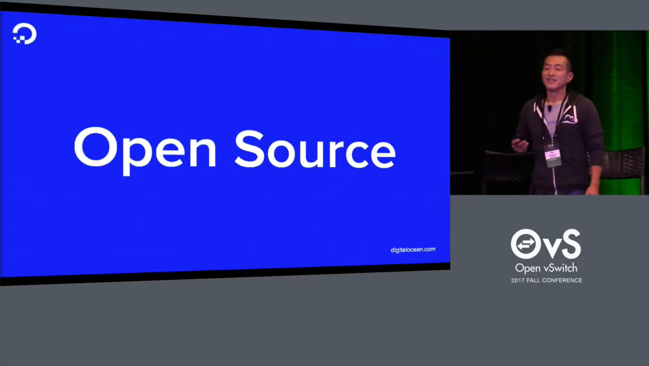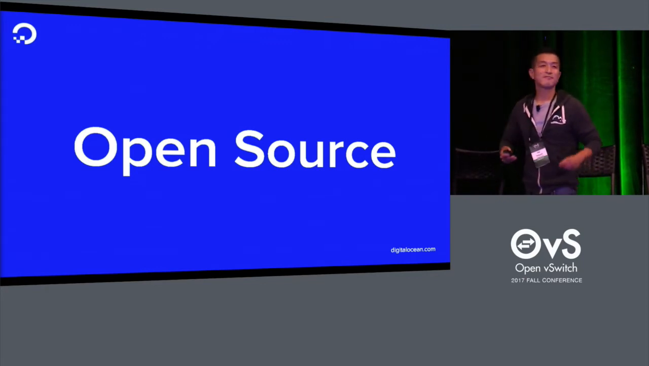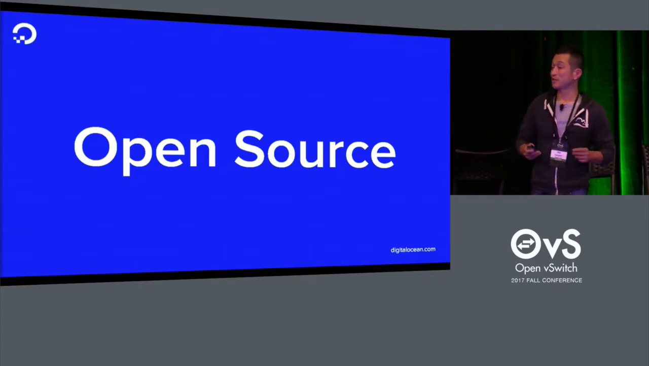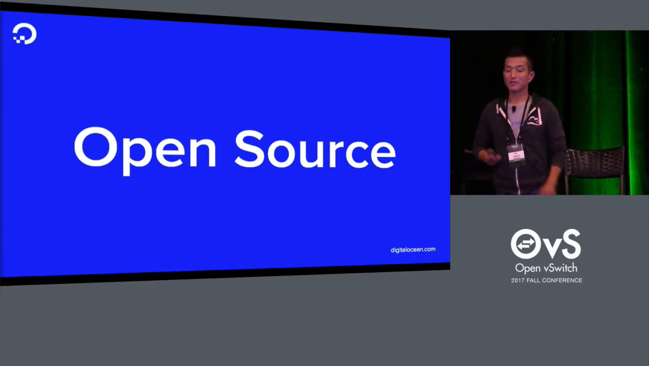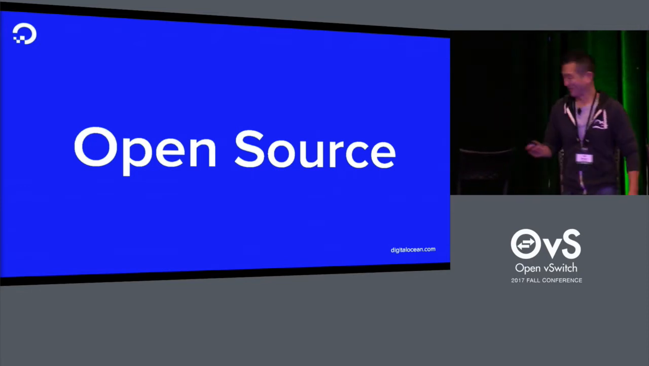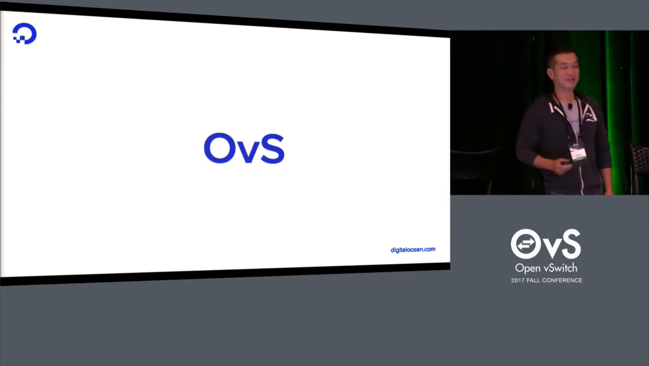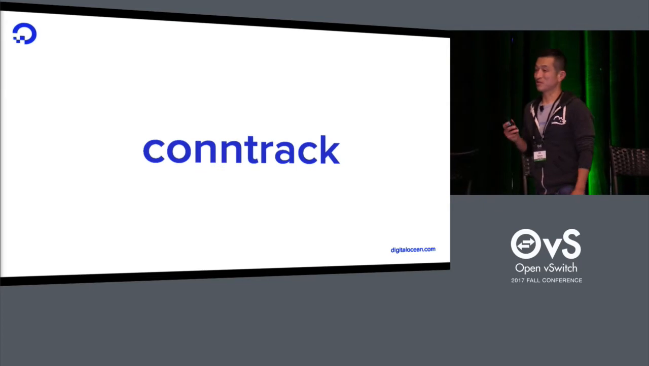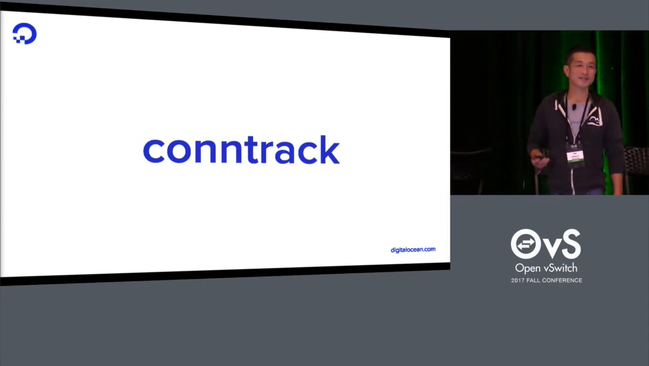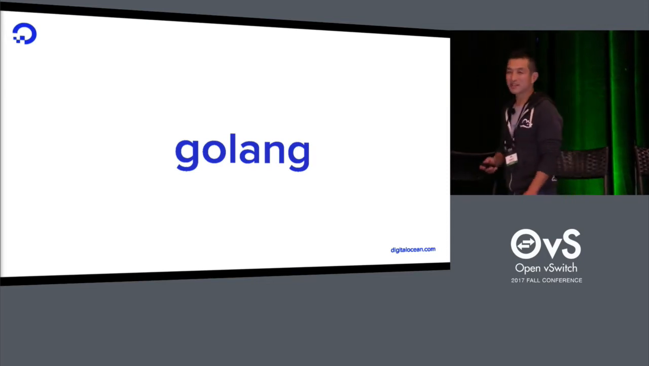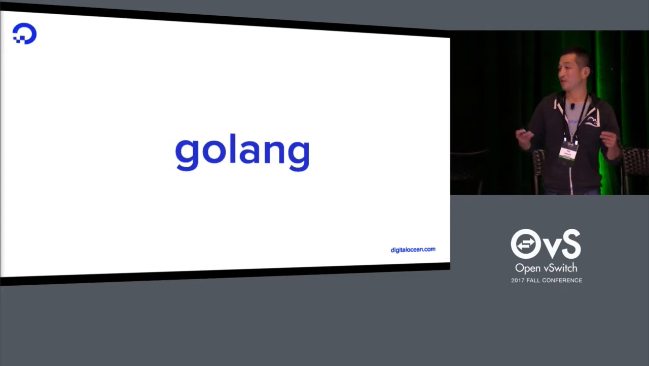So open source. We at DigitalOcean are serious about open source. We use open source throughout our stack, and we upstream our bug fixes and performance improvements into the mainline, as well as open source our internal software back to the community. For example, we use KVM as a hypervisor solution, and we use OVS, obviously, for hypervisor networking, and we use conntrack for our distributed stateful firewall service here at DO. And in addition to this, we use Golang, the Go programming language, among other languages, including C, of course, to develop internal software and give back to the community.